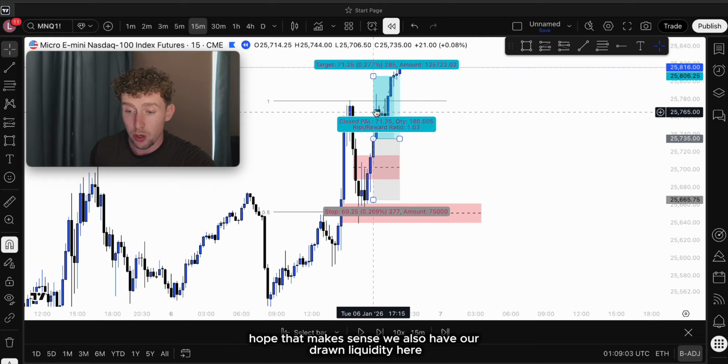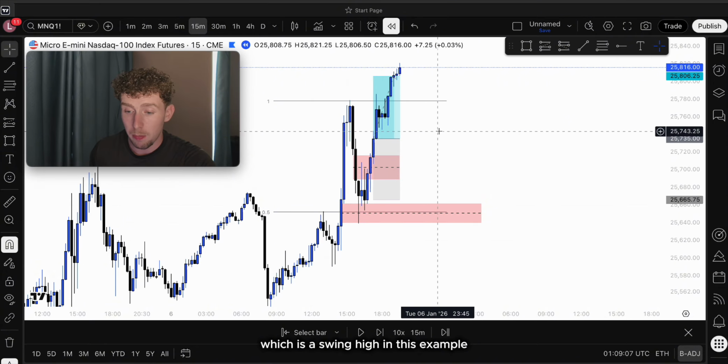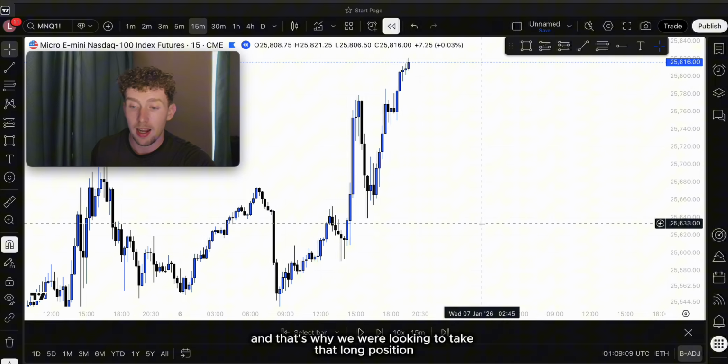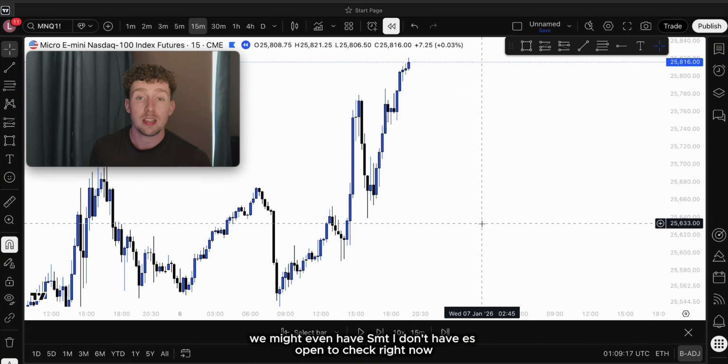Hope that makes sense. We also have our drawn liquidity here, which is a swing high in this example. And that's why we were looking to take that long position back to the upside. That is how we put three confluences together and a drawn liquidity to take a winning position here. We might even have SMT. I don't have ES open to check right now.